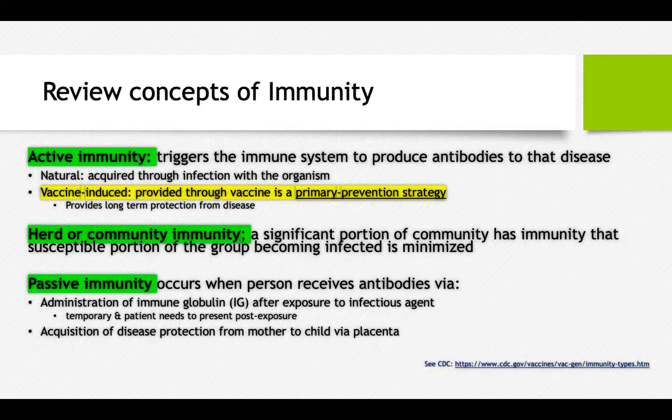Passive immunity occurs when a person receives the antibodies via an immunoglobulin, IG, after an exposure to an infectious agent. It's temporary and the patient needs to present post-exposure, okay? It also could be acquisition of disease protection from mother to child via the placenta, okay?